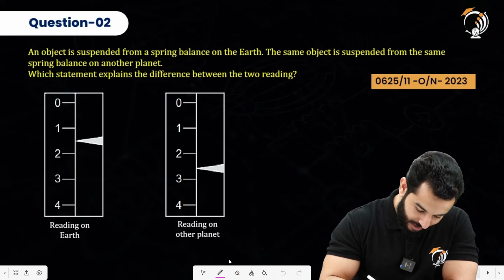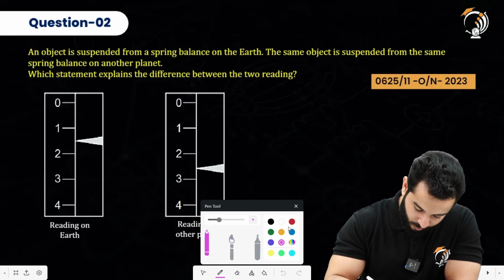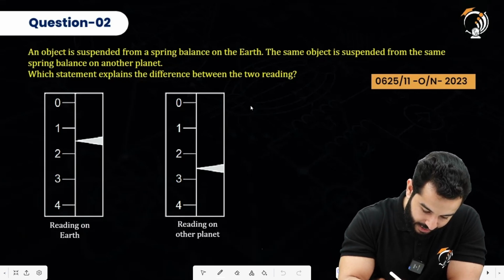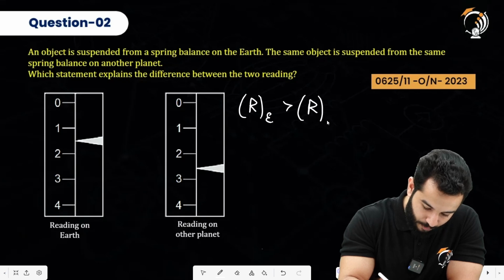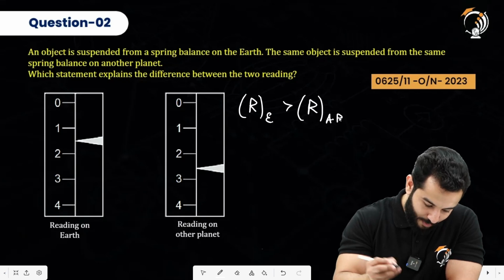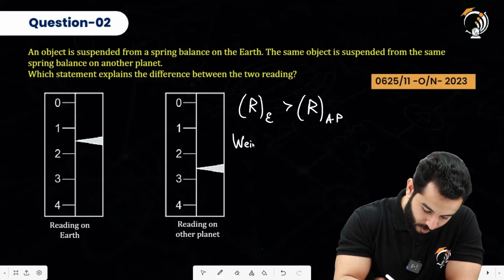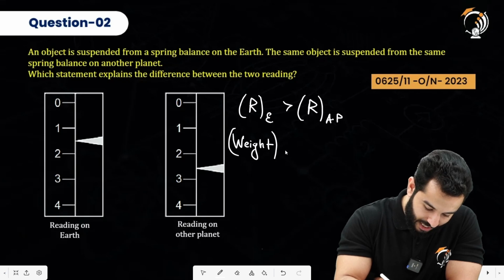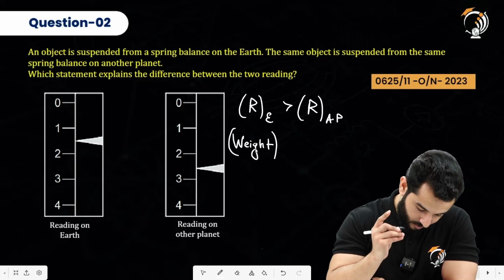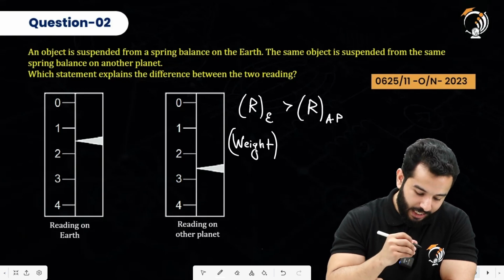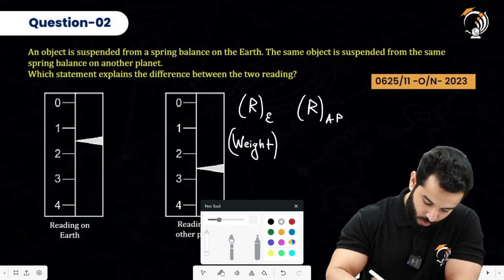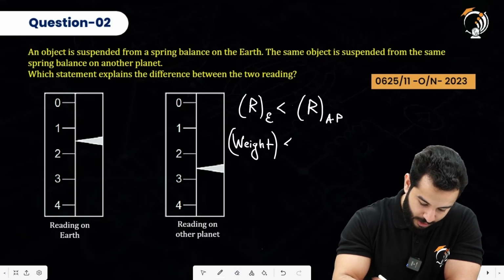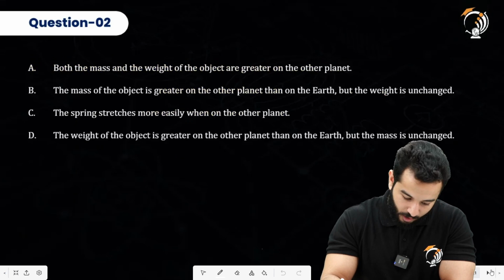Now we can see that the reading on another planet has gone down. So with this, we are going to say that the reading on earth is greater than the reading on another planet, right? Which basically means that the weight on earth is greater than, well, I beg your pardon, the reading on earth is actually lesser, right? Reading on earth is actually less. So on another planet, that means the weight on earth is actually less than the weight on another planet. So let's see what options we have got.